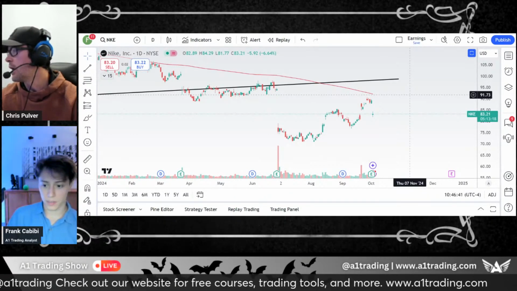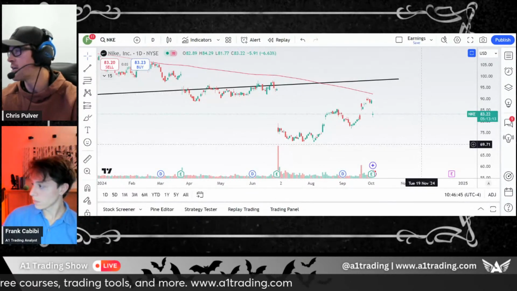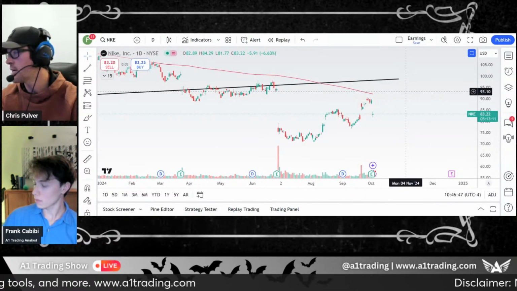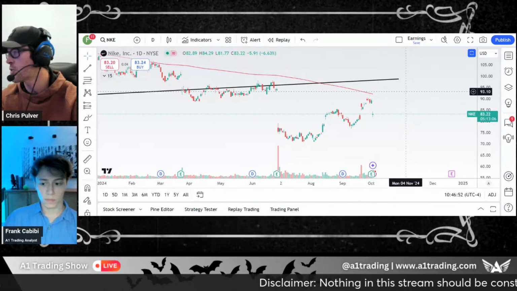Are you trying to sell puts in it? I'm already out of the trade. When I did the ratio spread and the credit spreads down here, that was about a 75% profit on the ratio spread, so I just took it.